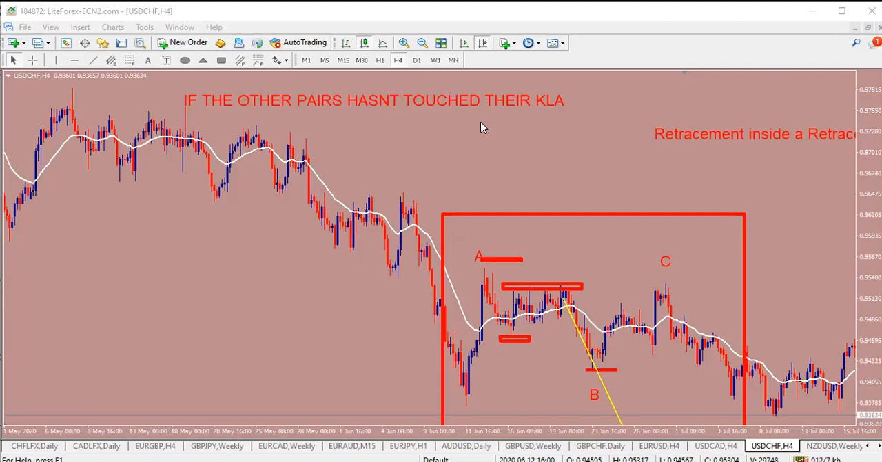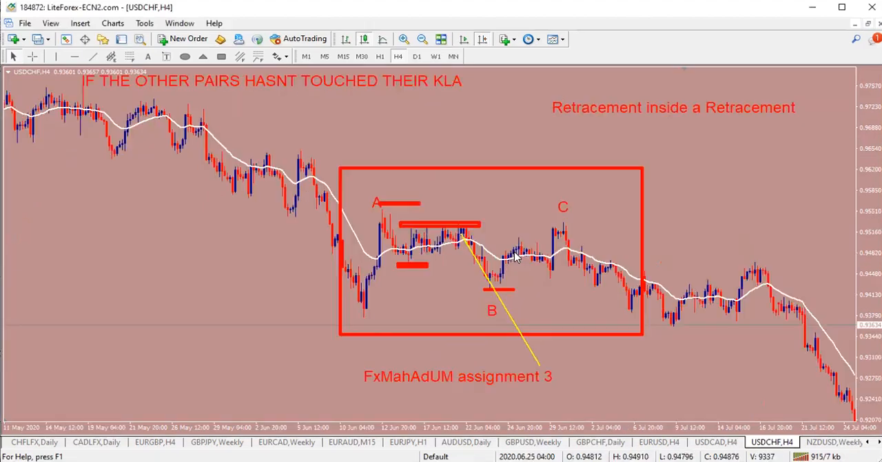So when one of them gets to their key level area, it will wait for others to get to their level too, so that they can all rise or fall in what? In harmony. Do you get it? Yes, sir. So that is what happened here. This is the first scenario that might happen.